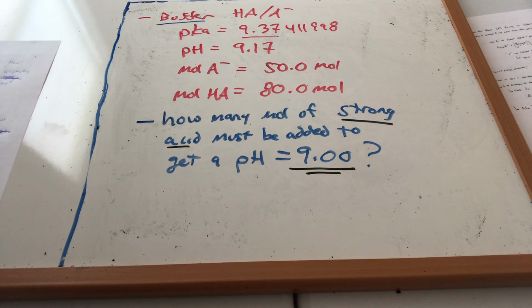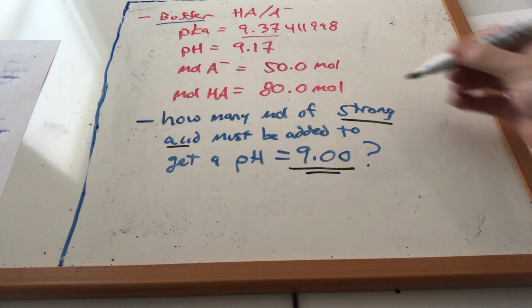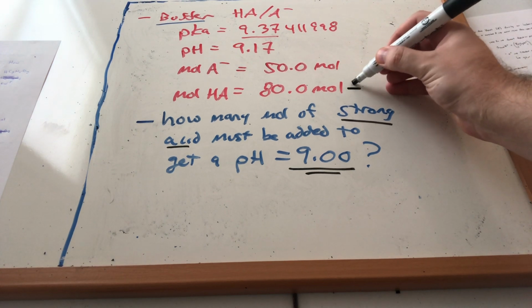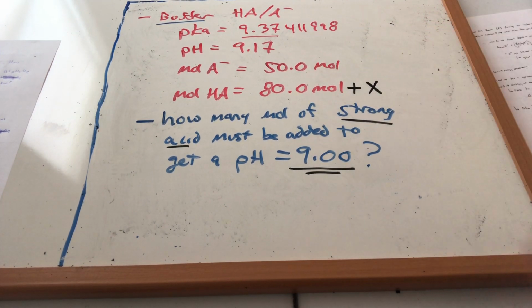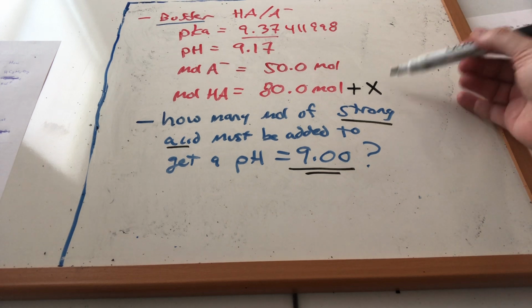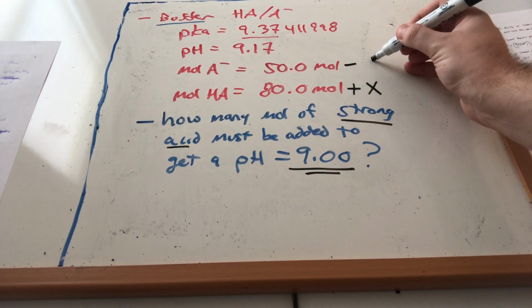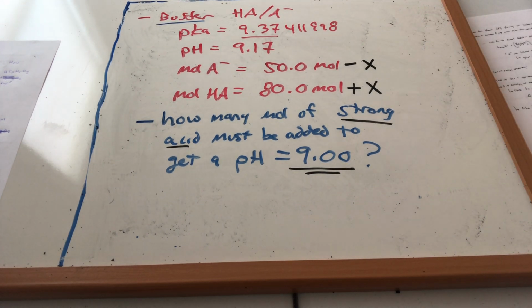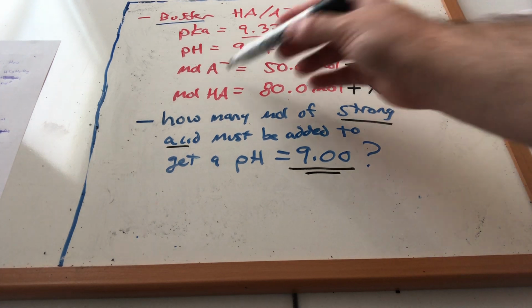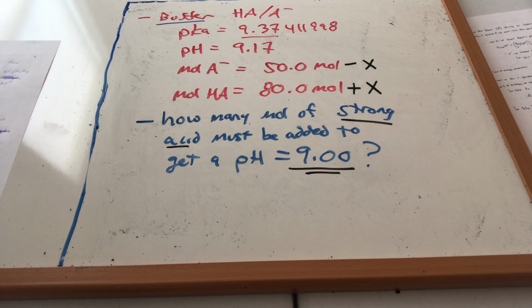Well, how do we get a lower pH? What happens if we add a strong acid? My acid moles are going to go up. Simultaneously, as these moles go up, the base moles go down. Okay? X will be the number of moles of strong acid that I'm adding.